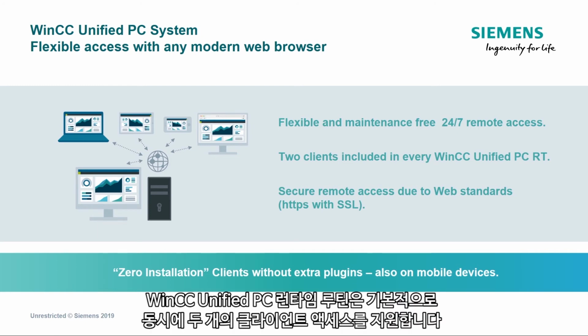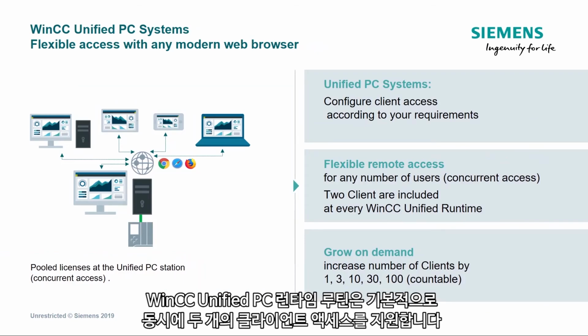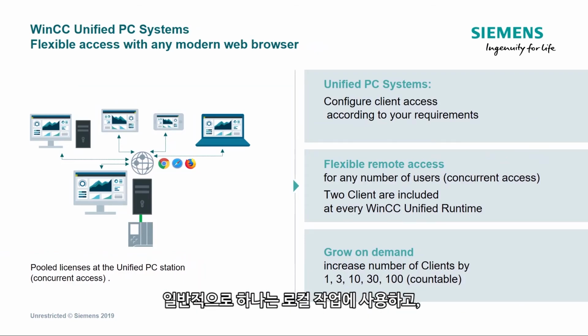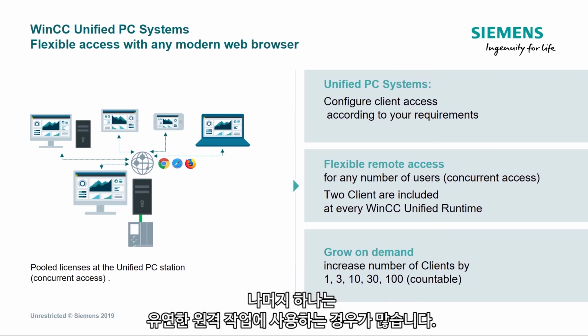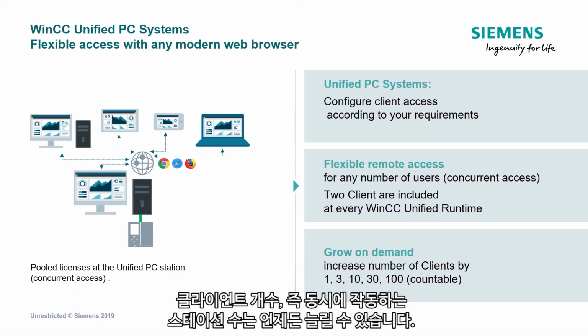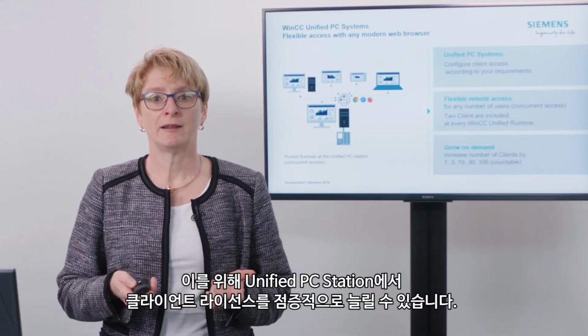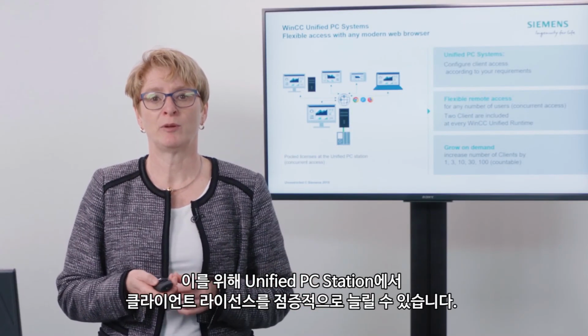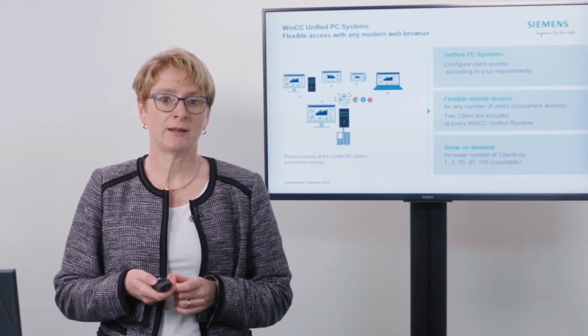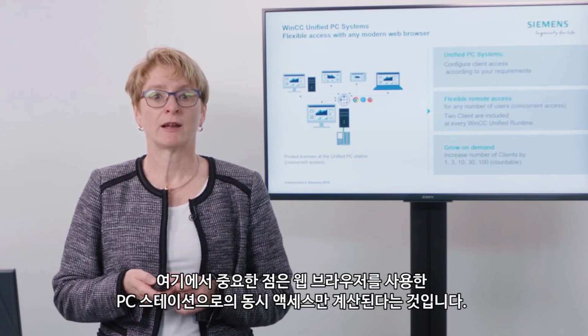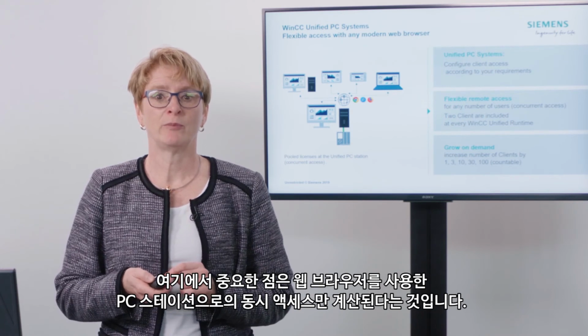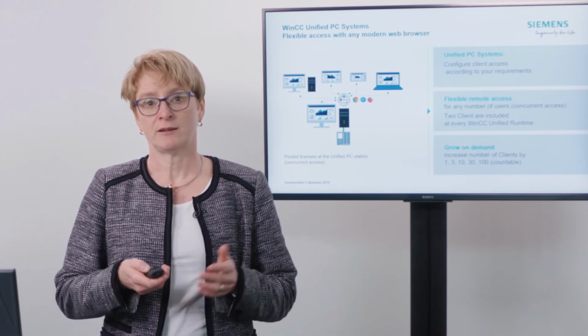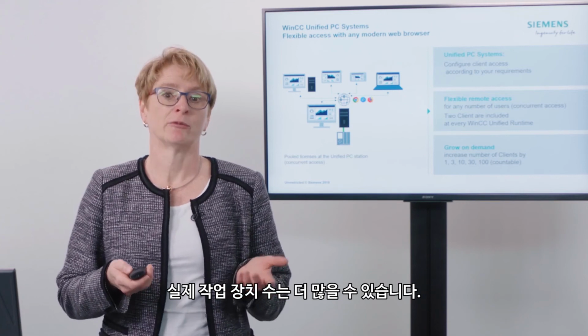The WinCC Unified PC runtime routine supports access by two clients simultaneously by default, one typically for local operation and the other frequently used for flexible remote operation. The number of clients, that is the number of simultaneous operator stations, can be increased at any time. Client licenses can be increased incrementally on the Unified PC station for this purpose. It's important to note that only simultaneous access to the PC station with a web browser is counted here. The actual number of operators can be much higher.